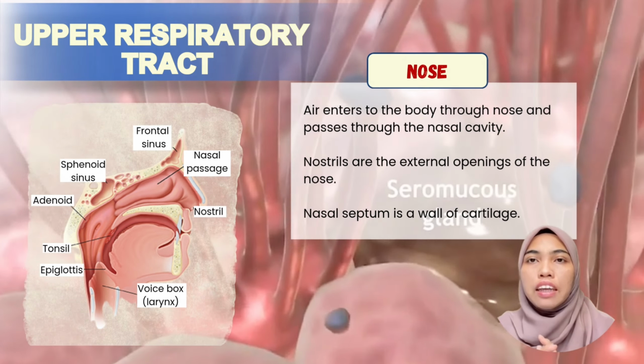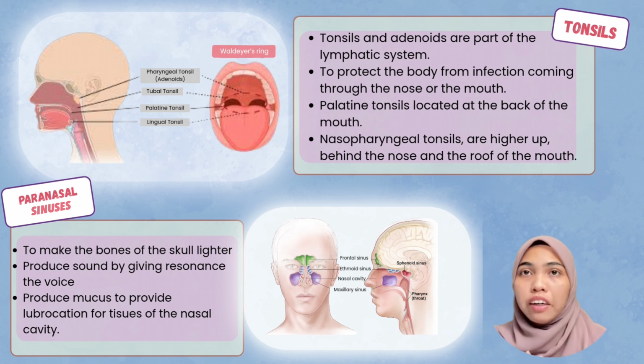Tonsils and adenoids are part of the lymphatic system. Their function is to protect the body from infection coming through the nose or the mouth. Palatal tonsils are located at the back of the mouth. Nasopharyngeal tonsils are higher up, behind the nose and the roof of the mouth.